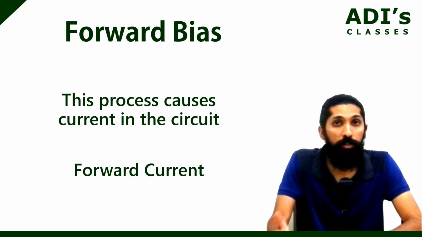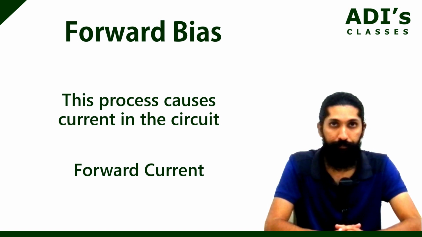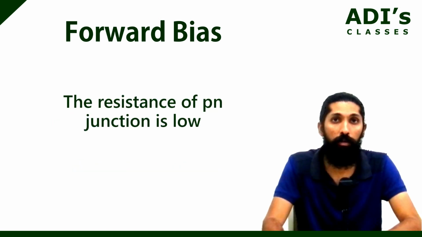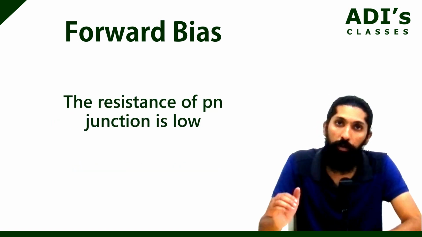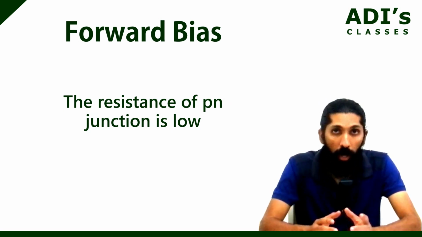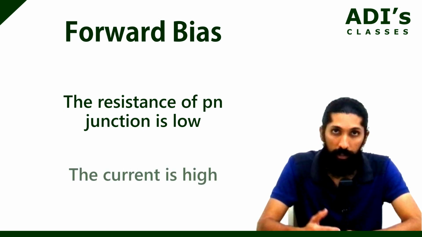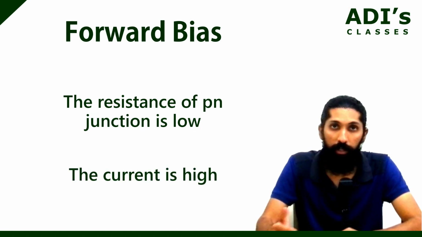Since many of the charges are crossing over the depletion region and combining, the resistance of this PN junction will be very less. In other words, under forward bias condition, the resistance is very less, but the current is very high. Okay, this is what happens.